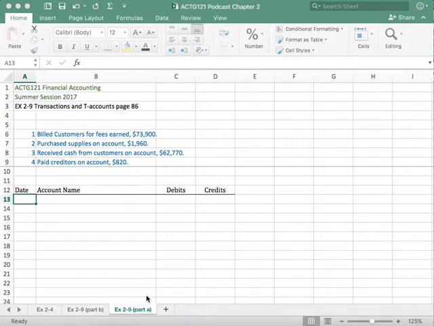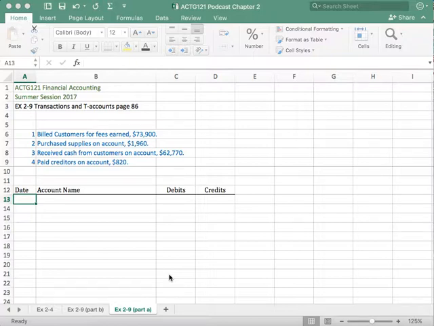Hi, Lenore here, and we're going to finish exercise 2-9 on page 86, and we're doing part A. I'm trying to read it to you right out of the book. Journalize the transactions in a 2-column journal using the appropriate number to identify the transactions.